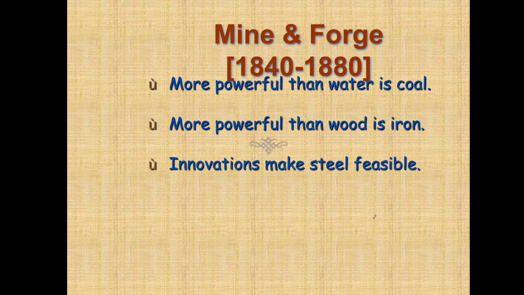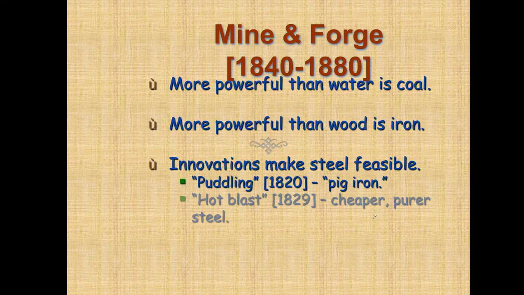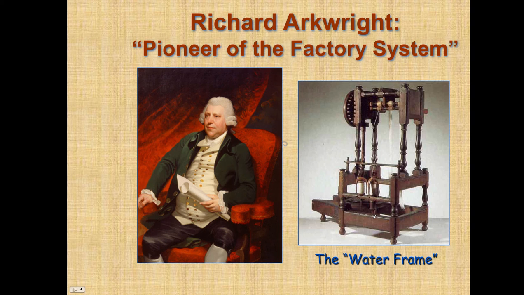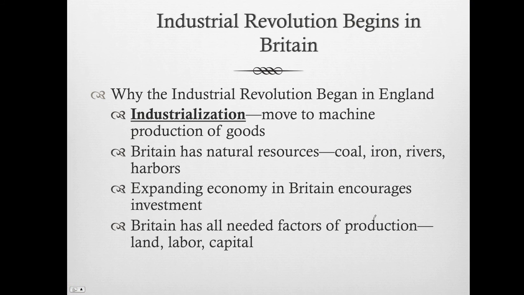And we start to see iron being made. It starts with pig iron, which is one way of making it. Hot blast is cheaper, pure. And then in 1856, you get the Bessemer process that makes very strong, flexible steel. You have Richard Arkwright, the pioneer of the factory system. He invented the water frame.